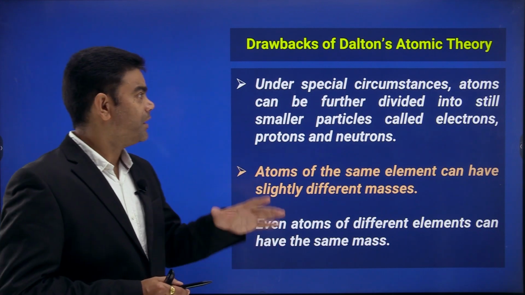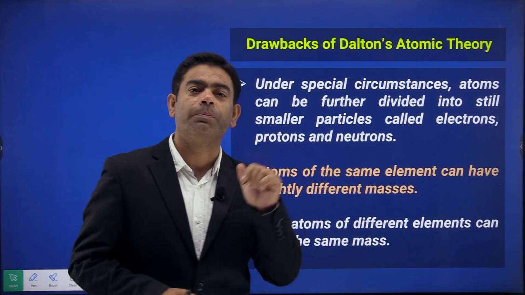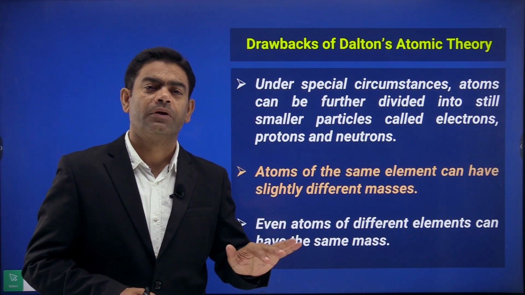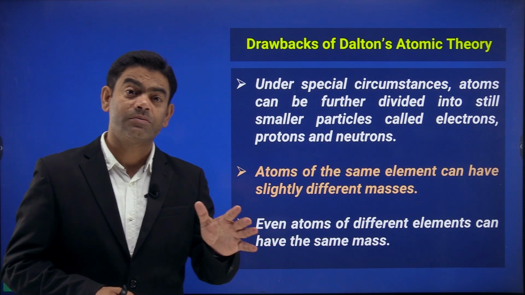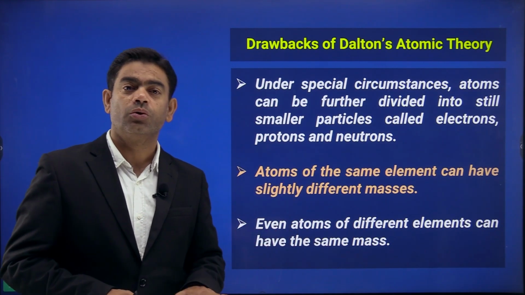What is the first? Under special circumstances, atoms can be further divided into smaller parts. John Dalton said that an atom cannot be further divided. In the next chapter, we are going to see that atoms can further be divided. There are subatomic particles also, okay?